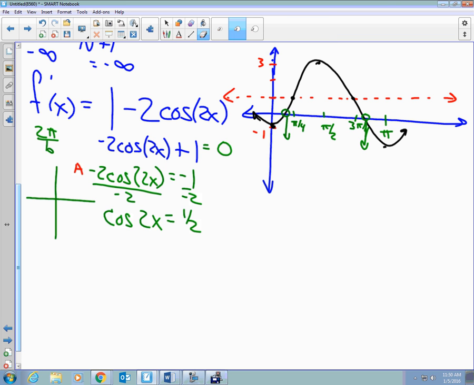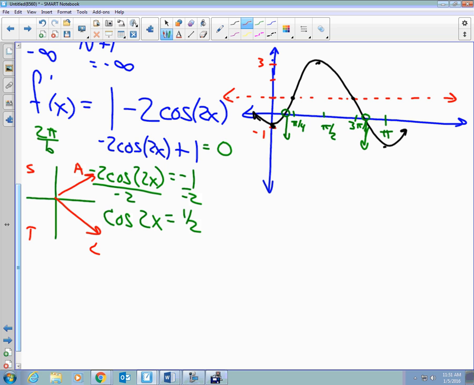Hannah, thank you for allowing us that joy of math. All students take calculus. We're positive in the first quadrant and the fourth quadrant. So inverse cosine of 1/2. What do you get? Where is cosine equal to 1/2?